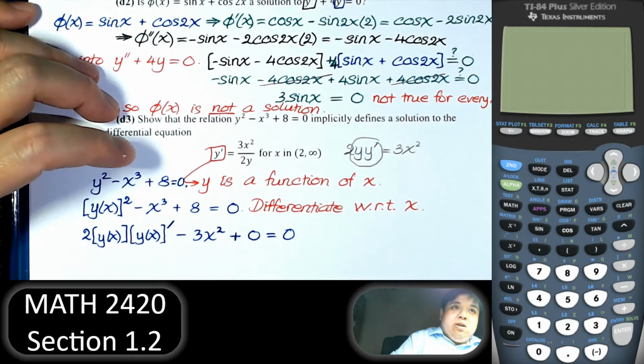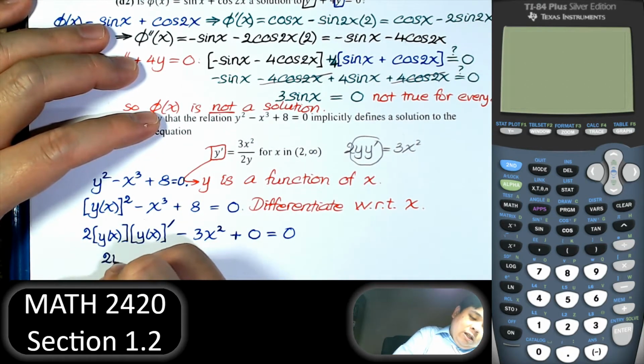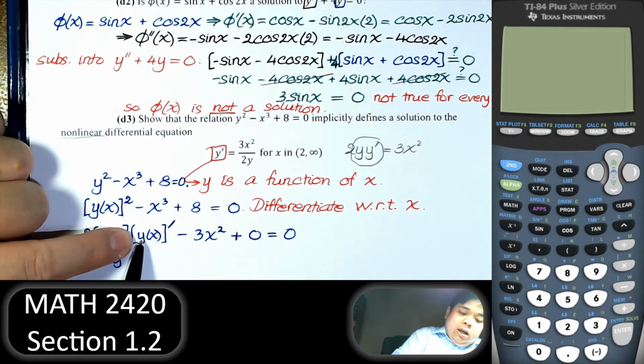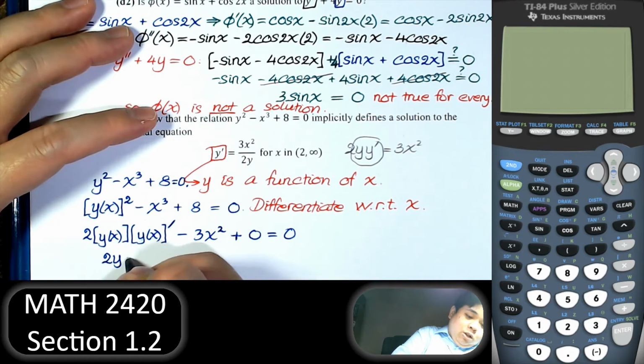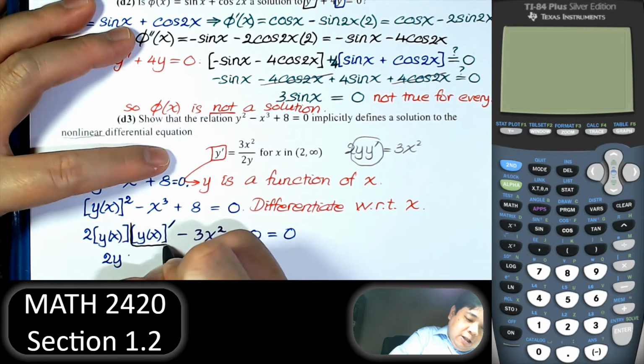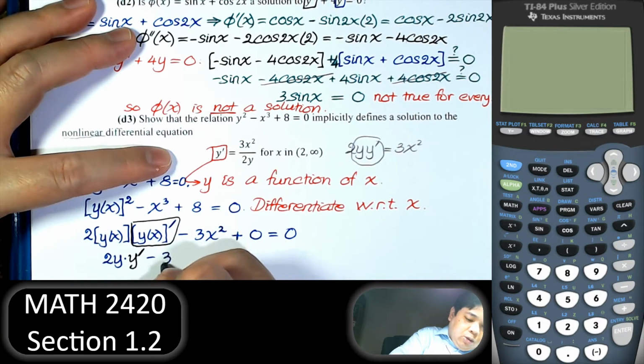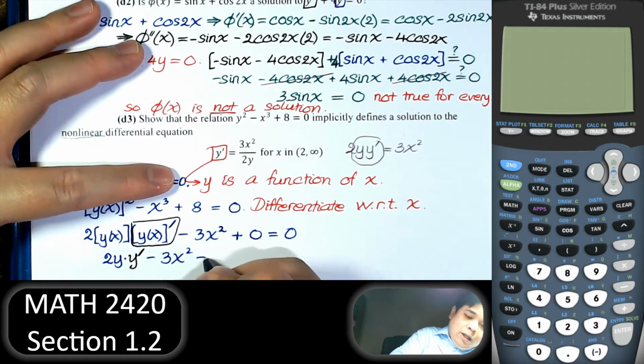The derivative of a constant is 0. Right. Now y of x, or just y, the derivative of y is y prime. So I will write all of this. It's just y prime, minus 3x squared equal to 0.